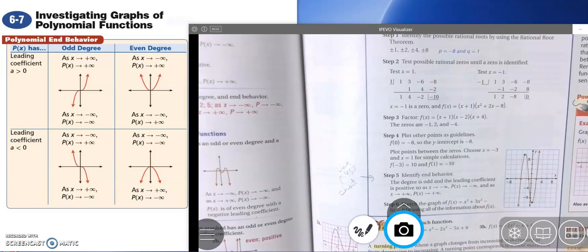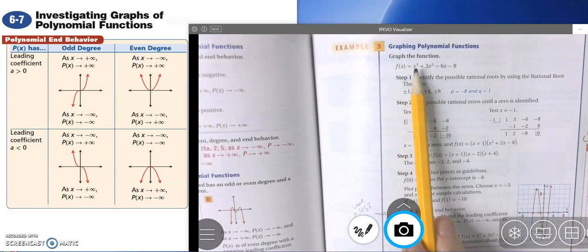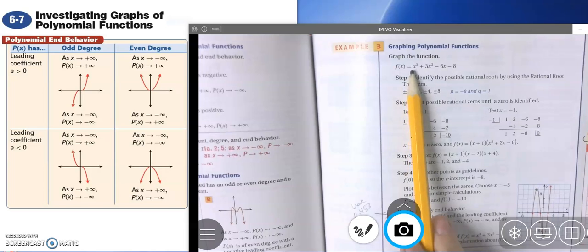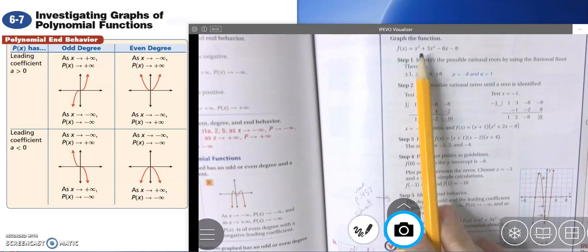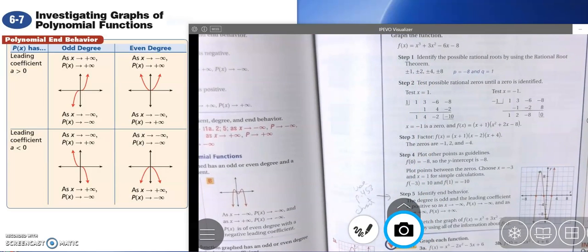So when I look back up here, my degree is odd, right? My degree is odd and my leading coefficient is positive. All right, so when I come over to my chart over here, my leading coefficient is positive, so I'm in the first row. And my degree for my polynomial is odd, so I'm in this box here. So what that means is, as x increases, my y increases, and as x decreases, my y decreases. That's what you see over here.